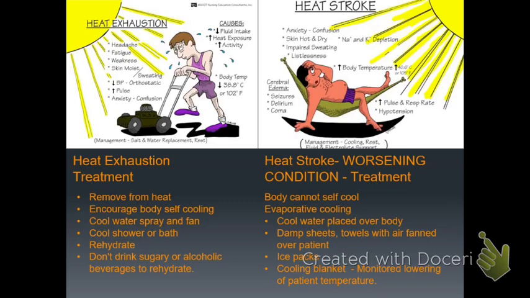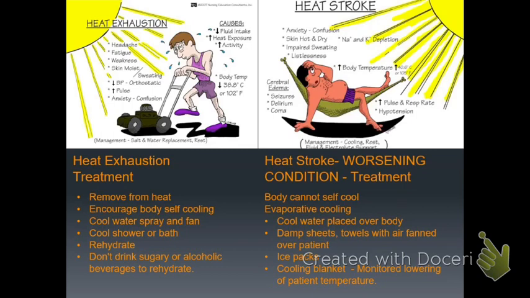So the difference in treatment is basically your first interactions. In heat exhaustion, your first interactions are going to be remove them and hydrate them. With heat stroke, your first interactions are going to be cooling them. And then you can give IV fluid. So does that make sense a little bit? Yes, IV fluids are important and we should do it.